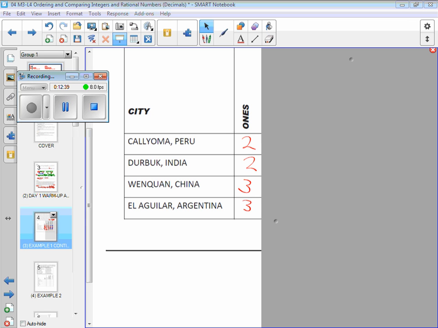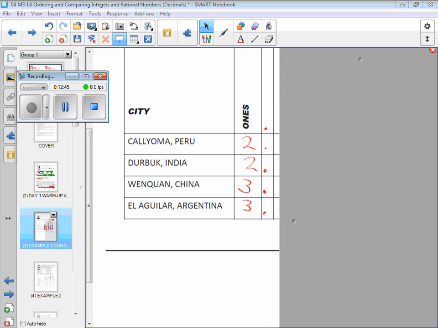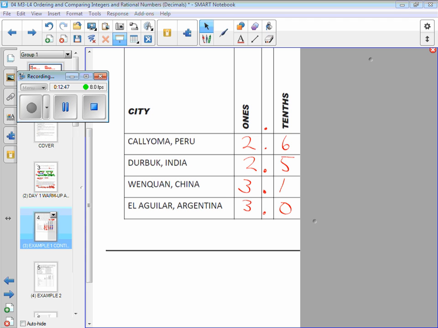Hannah. We now need to start moving in place value from left to right. So we're going to take a look and see. We now have a 6 and a 5. Forget about everything else. Just look at your 6, look at your 5. Which one's lower? 5. Hannah.